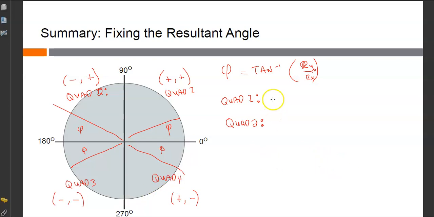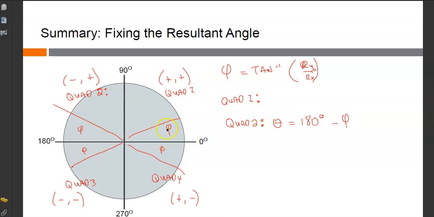Okay, so for quadrant 2, we just saw that theta, the angle I really want, is 180 minus phi, whatever I get out of arctangent here. All right, if this is a 30-degree angle, I'm 30 degrees shy of 180. I'd have to come over here 180 and back up 30, so I'd have 150.